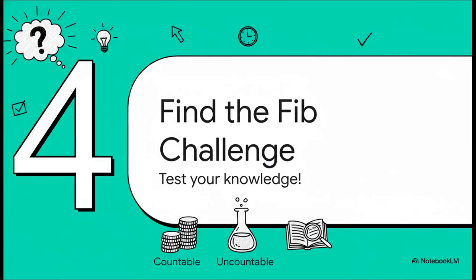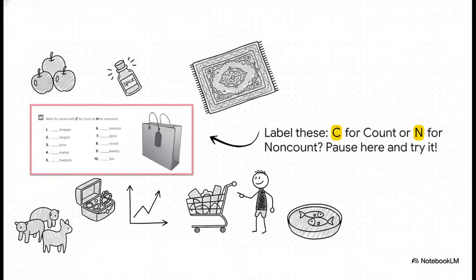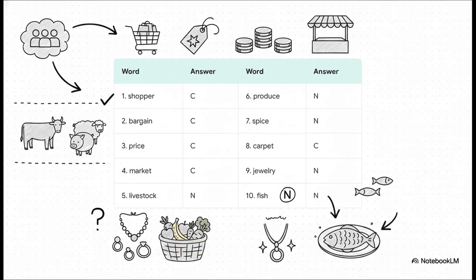All right, you've seen the rules, you've seen the examples, now it is your turn. Let's do a quick challenge just to see if you've got this down. Ready? So, on this slide, you'll see a list of 10 nouns. Your job is to decide if they're countable, put a C, or non-count, which is also called uncountable, put an N. Go ahead and pause this explainer, jot down your answers, and then just hit play when you're ready to check them.